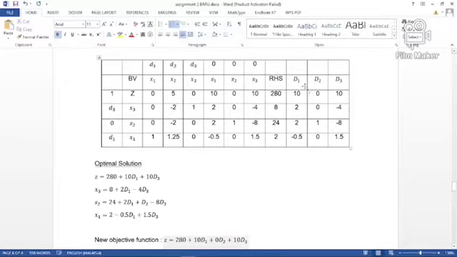So we have to find the optimal solution for each of the BVs, which are Z, X3, S2, X1 and S1. For Z, we just take it from the right hand side to D3. That means 280 plus 10D1 plus 0D2 plus 10D3. Same for X3, which is 8 plus 2D1 plus 0D2 minus 4D3, since this is a negative number. And for S2, we have 24 plus 2D1 plus D2 minus 8D3.